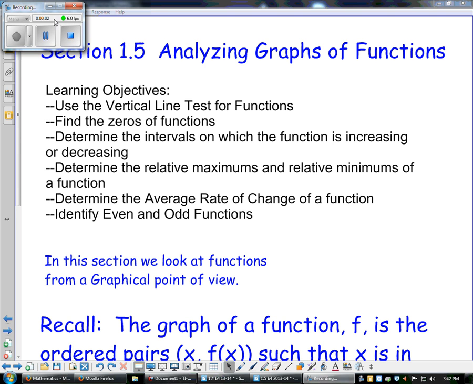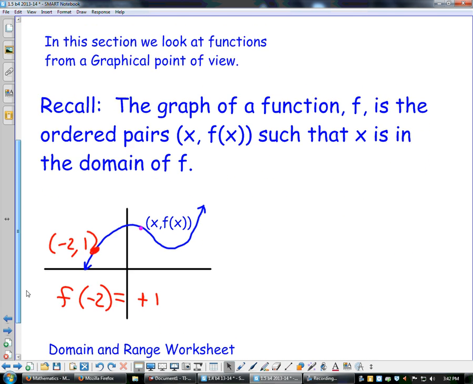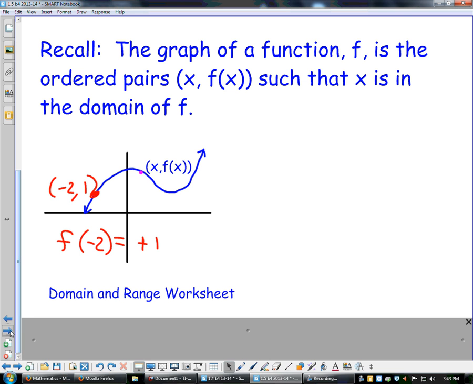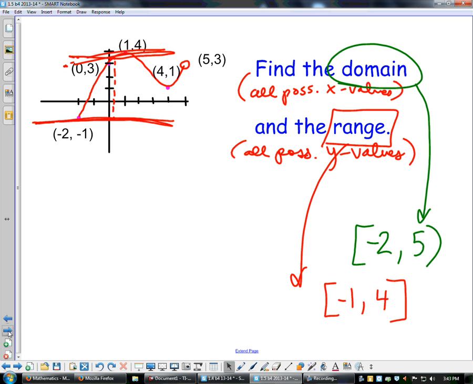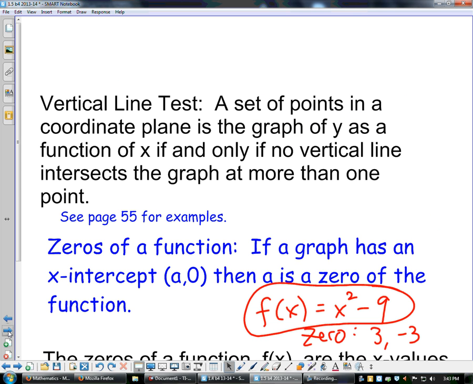Okay, so now that we've gone over some of the homework from 1.4, I would like to finish our notes from section 1.5. All right, we talked last class about what is meant by a graph of a function. You did do some work on a domain and range worksheet, which we will go over when I return with you next class. We talked about what is the domain and range of a function.